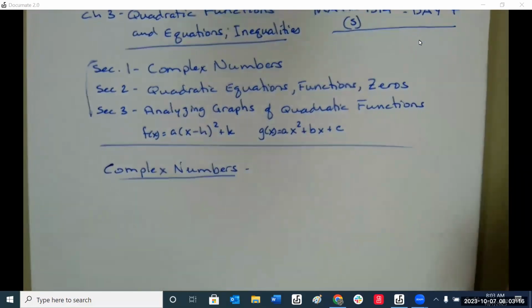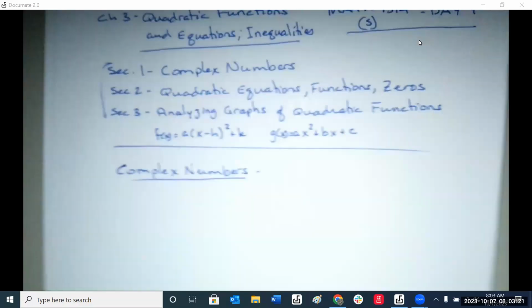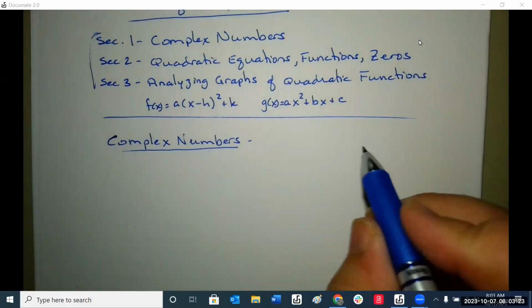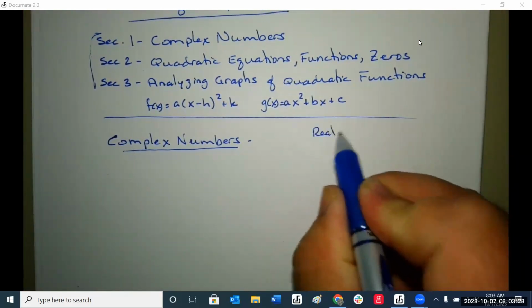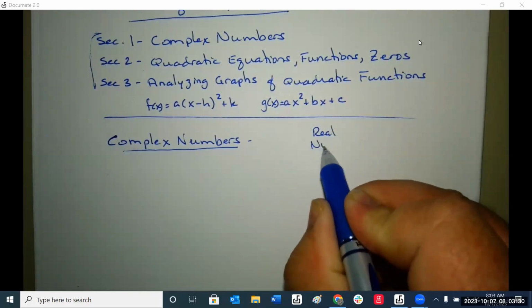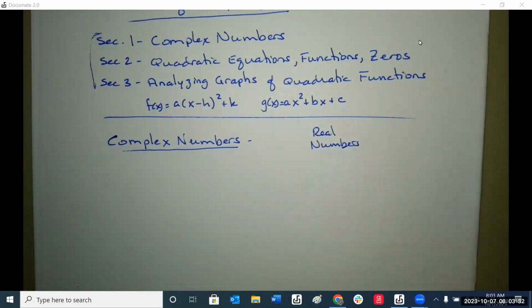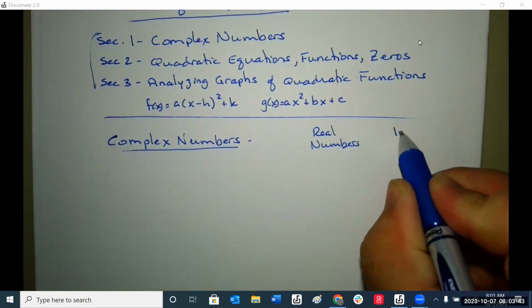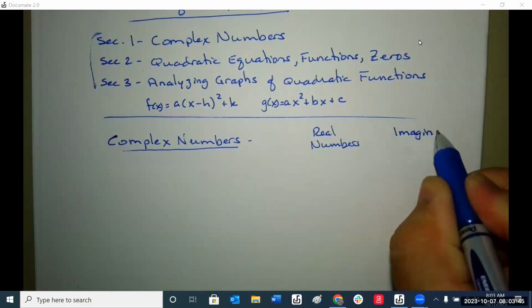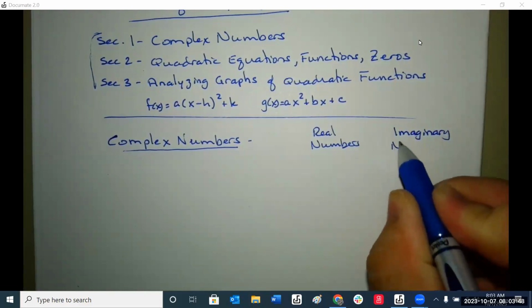Complex numbers, remember, in the scheme of the whole number system, there are real numbers, like the counting numbers, decimals, fractions, decimals with repeating or terminating decimals. And then there's something called imaginary numbers.